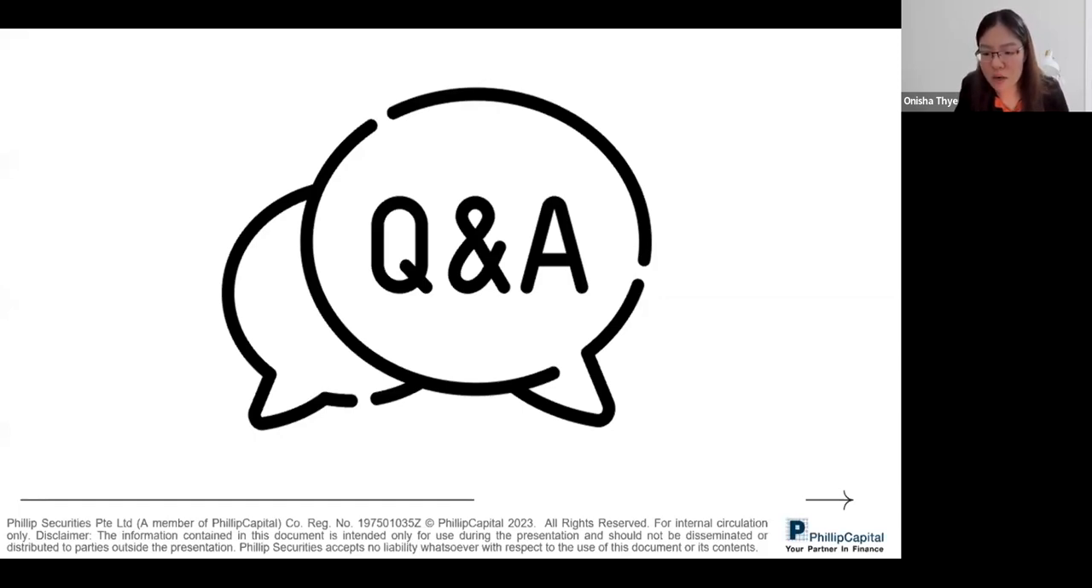Okay, so another one from John O. What happens to the OCO order if the trigger price is reached, but the stop price is not? Will the OCO order remain valid, or does it have to be reset? Okay, so you're talking about OCO order, right? So OCO order is normally used when you have an existing order.